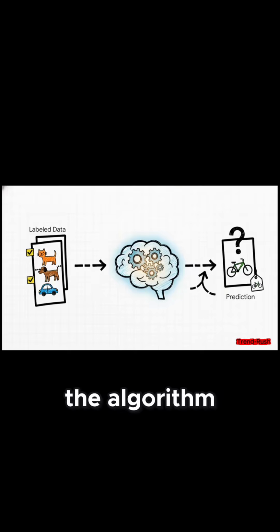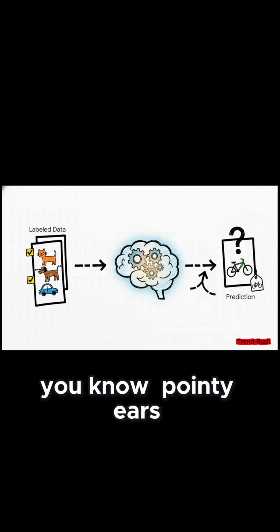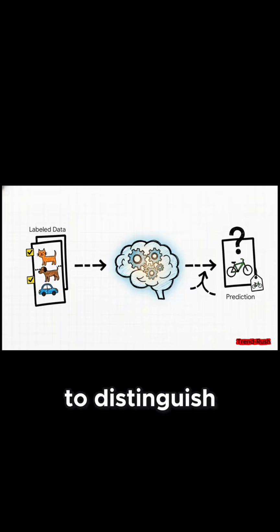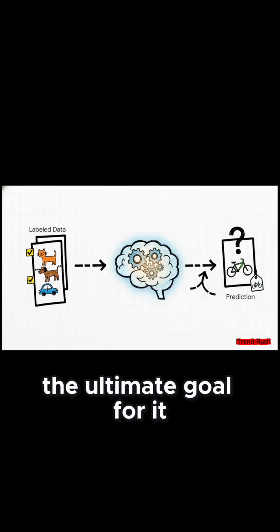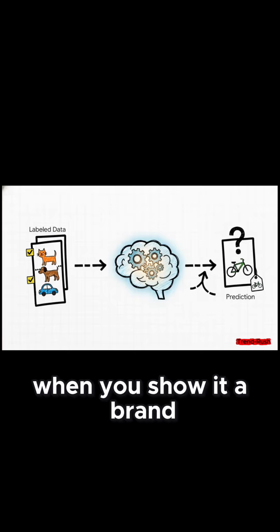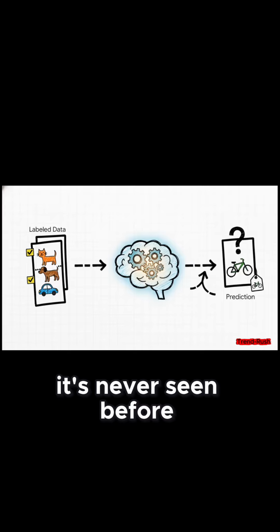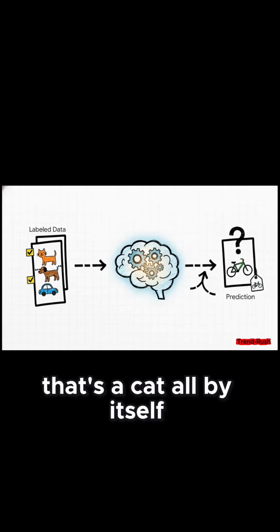labeled dog. The algorithm just pores over all these examples, learning the patterns, pointy ears, whiskers, tails, that distinguish one from the other. The ultimate goal? For it to get so smart that when you show it a brand new picture it's never seen before, it can tell you, yep, that's a cat, all by itself.